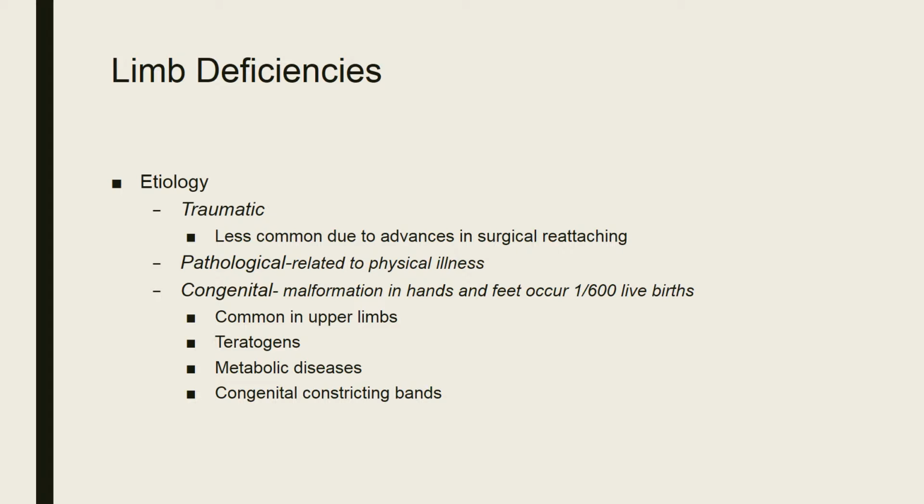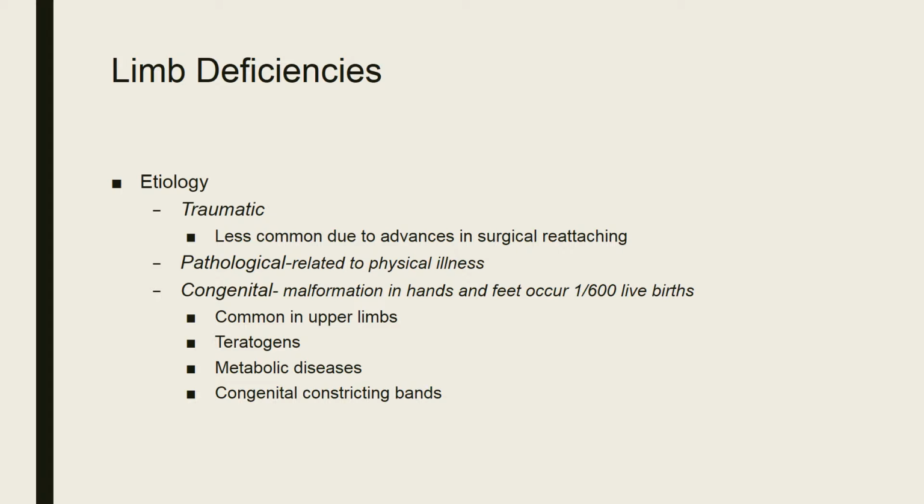With congenital limb deficiencies, there's malformation in the hands and feet in approximately 1 out of 600 live births. So that's pretty common. I would venture to guess that many of you know somebody who has some sort of malformation in their hands and or feet. It may be something as simple as missing a finger, missing a joint, missing a toe, something along those lines.